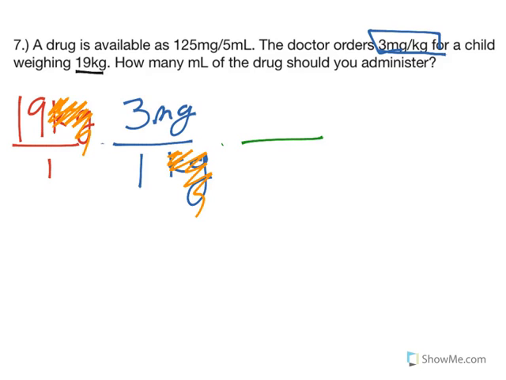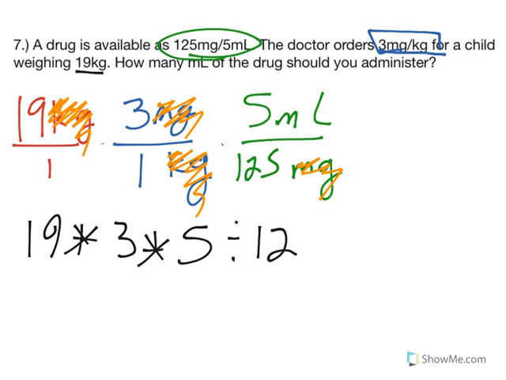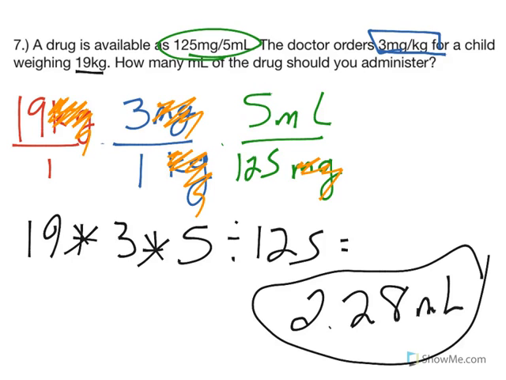Then I say, okay, I have milligrams, but I want milliliters. So up here, 125 milligrams for 5 milliliters. Makes my milligrams go away. And then I can do the 19 times 3 times 5 divided by 125. And I come up with 2.28 milliliters. And alas, we're done with drugs. And now we're going to get into something a little bit different. So now we're going to talk about, in this case, area.